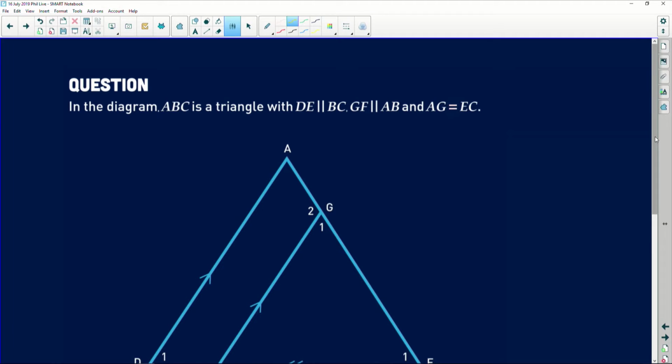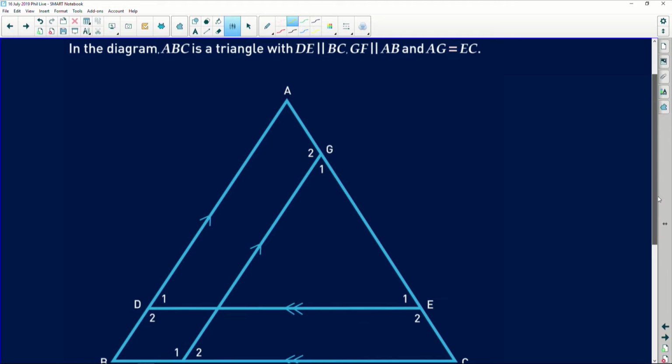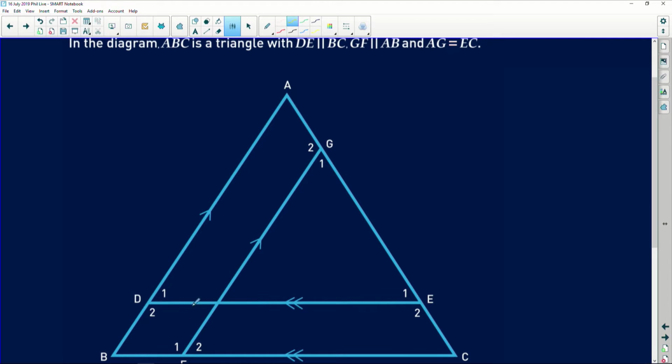Let's take a look. It says, in the diagram, ABC is a triangle with DE parallel to BC. So DE is parallel to BC. Immediately, that should tell you that this whole triangle is divided in proportion by this parallel line. Secondly, GF is parallel to AB. So we have GF parallel to another side of the triangle. And lastly, it is given to us that AG, this side here, is equal to EC, which is this bit here. So we know that these two lengths are equal.